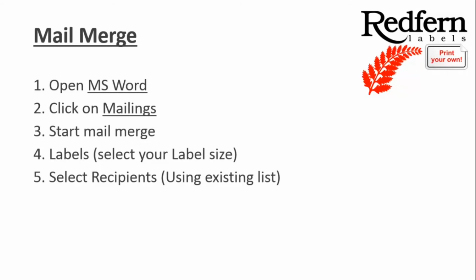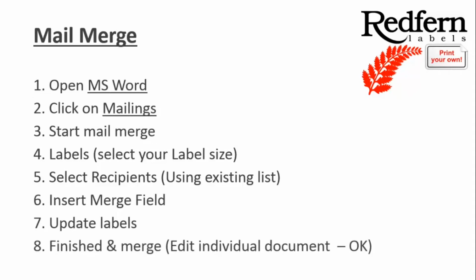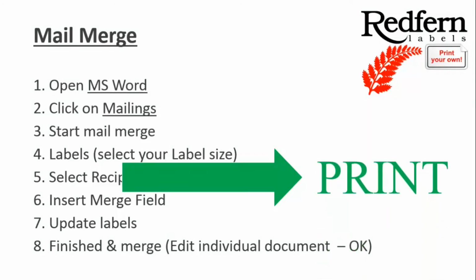Number five, select your recipients. Number six, insert merge field. Number seven, update labels. And number eight, finish and merge. Then you're good to print. So let's have a look at exactly how we do that.